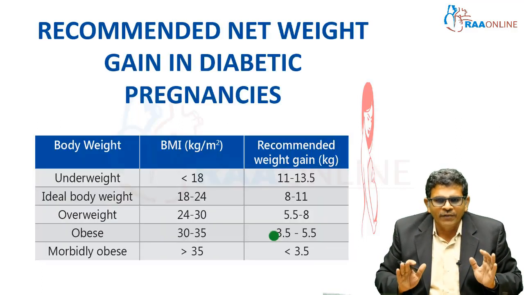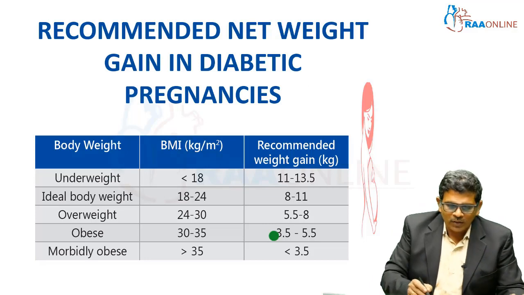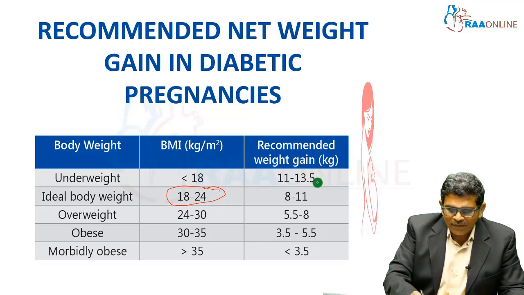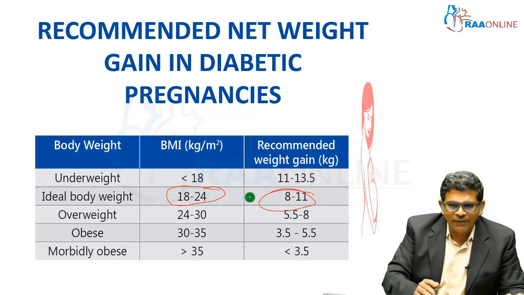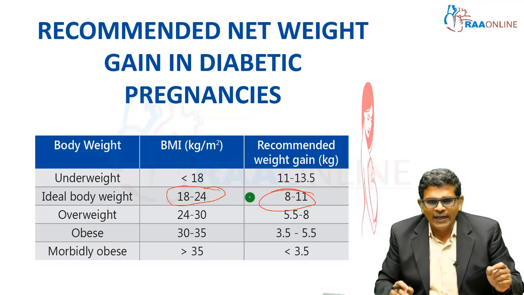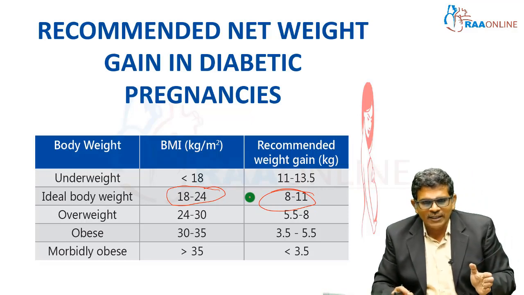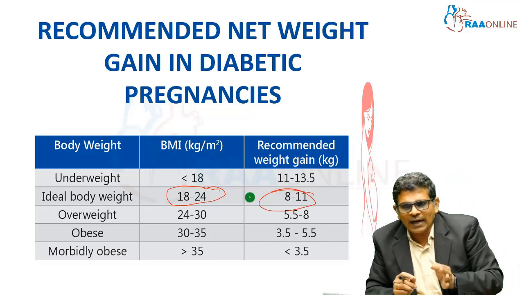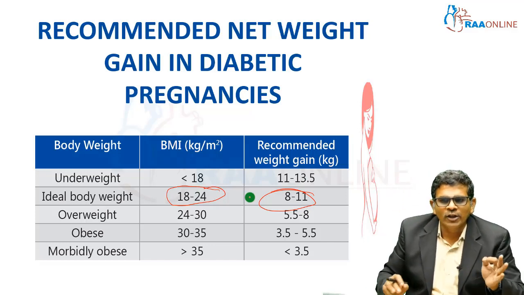So, the ideal body weight we need to know. In these patients, the ideal body weight is 18 to 24 for the BMI. The recommended weight gain is 8 to 11. So the number that we need to remember is the ideal body weight for these patients is as per the BMI calculation, it is 18 to 24, and the recommended weight gain for this patient is 8 to 11 kgs.